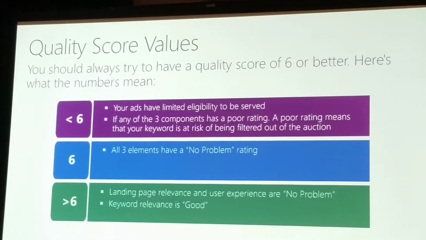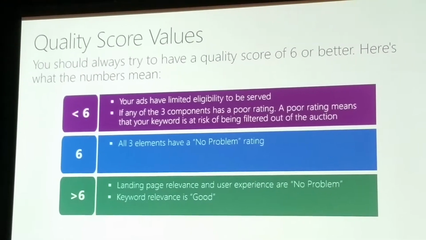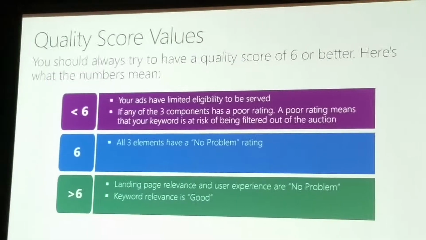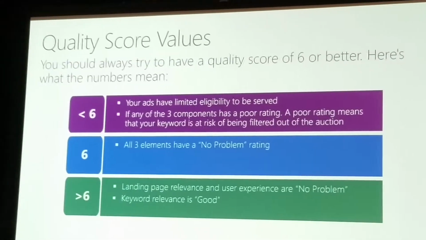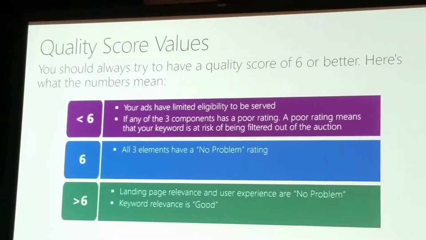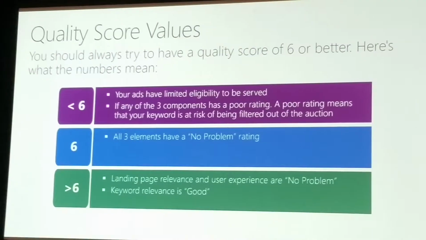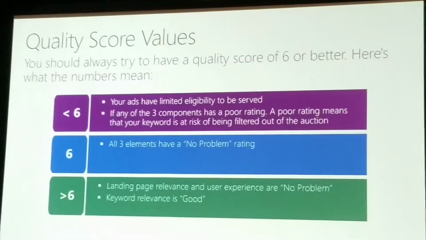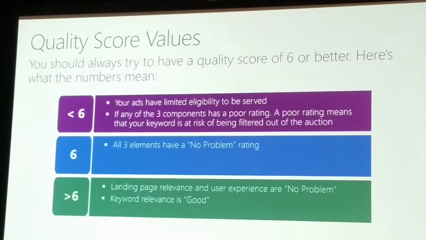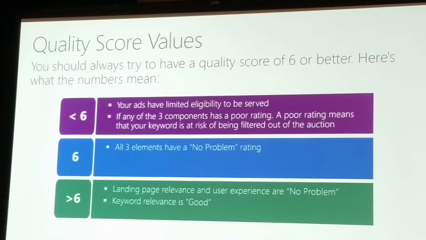And in order to get this, any of your 3 components have to have a core rating. And we'll walk through each of those components a bit more and talk about how you can get out of those pitfalls. A quality score of 6 means all 3 elements have a no problem rating, although we don't necessarily view your ads or keywords as fantastic. You're all compliant, you've just started your campaign and you're good to go.